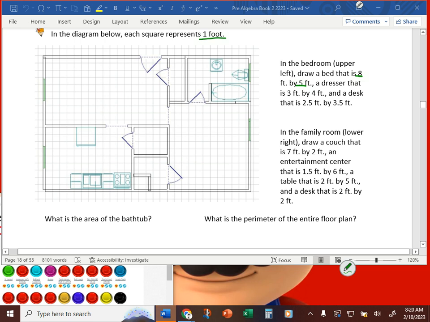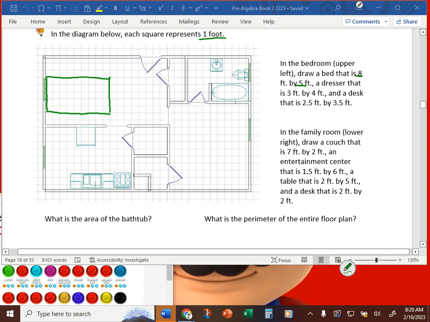So if you're drawing a bed that's 8 feet long, wherever you put it, you need to make sure 1, 2, 3, 4, 5, 6, 7, 8. That's 8 feet long. It's 8 squares long. And then by 5 feet, can I put my bed up against the wall here? Put it down like this? No, because there's not enough room there. I've got to go up 5 feet. 1, 2, 3, 4, 5. There's your bed.